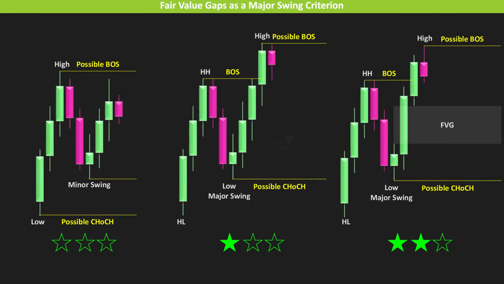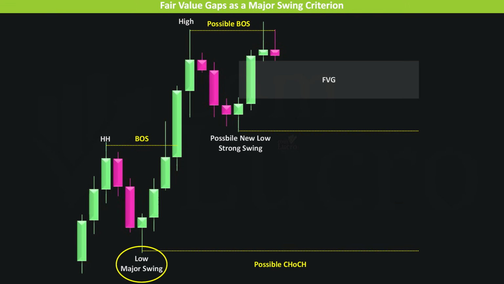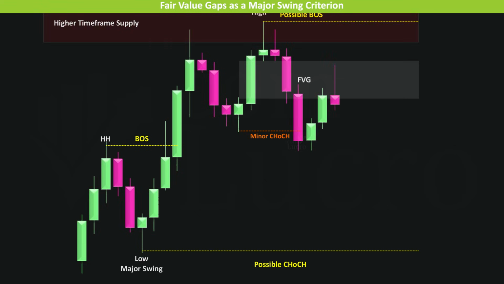Before moving into the third and final criterion, let us examine a trading idea. Here, we have a major swing low that initiated this break of structure. We also see another swing that created an imbalance. This level is classified as a strong swing even though it did not cause a breakout. When price revisits this level, we expect a rejection. However, if price breaks below it, that signals bearish momentum.